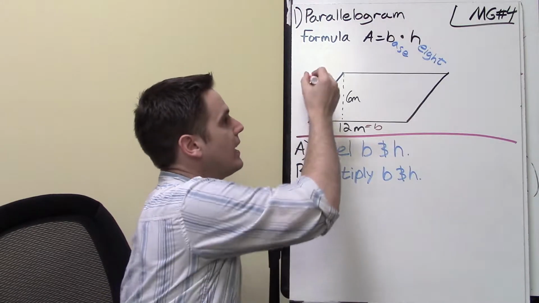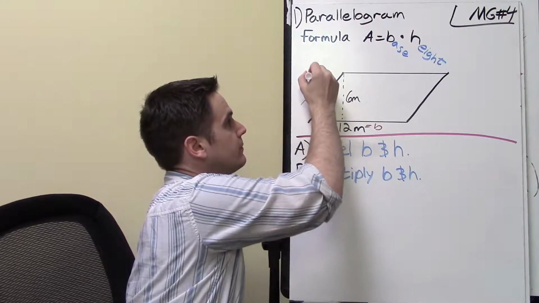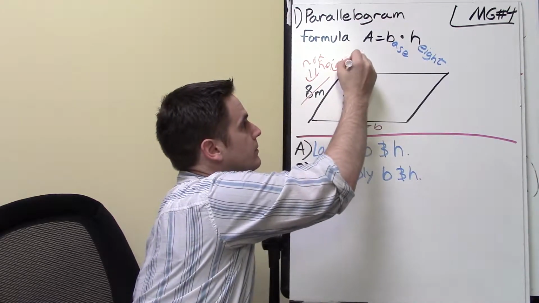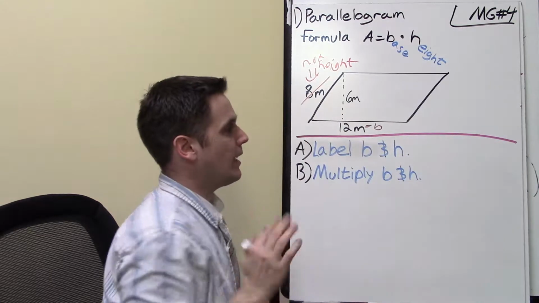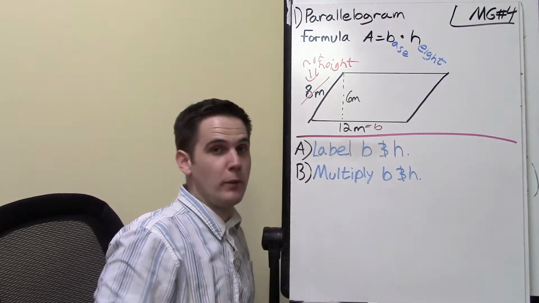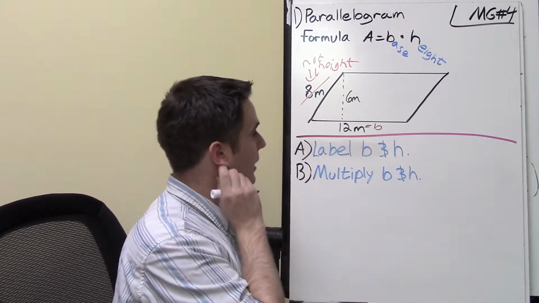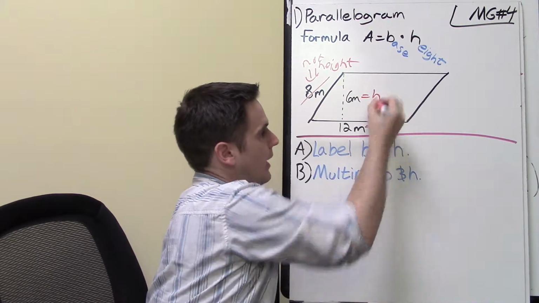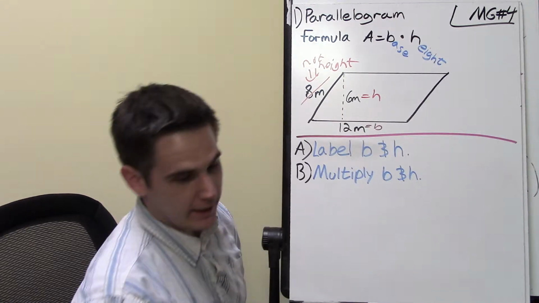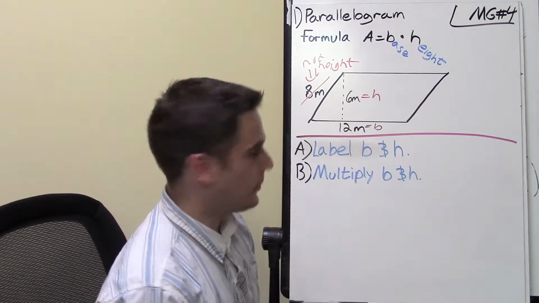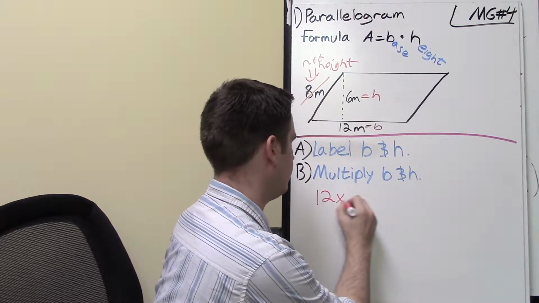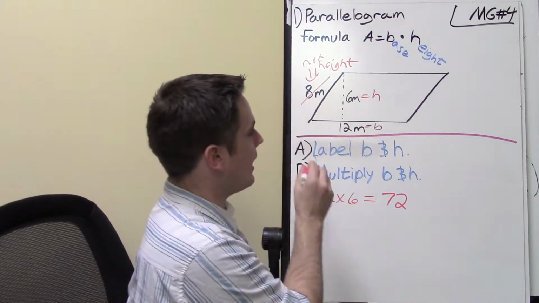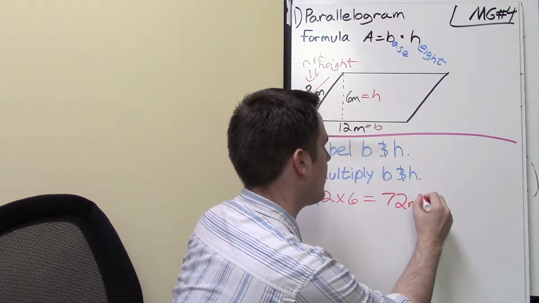Now the height is not this. Okay, that's kind of a hypotenuse, but it's irrelevant information. You don't need it for this problem. In a parallelogram, this is your height. So 12 times 6 is what you're going to be multiplying. And 12 times 6 equals 72. And it's area, so it's meters squared.